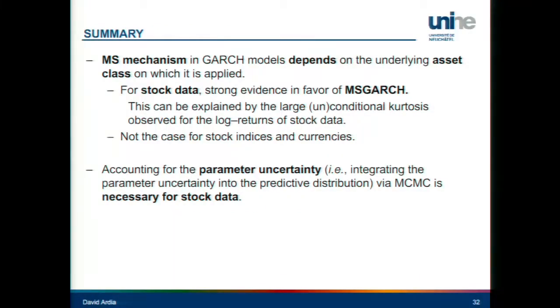So what we observe in this study is that the Markov switching mechanism in GARCH models really depends on the underlying asset class. For stock data, there is strong evidence in favor of the Markov switching model, and this can be explained by the very large conditional and unconditional kurtosis observed in the data. This is not as strong for the stock indices and the currencies. And the second conclusion is that it is important to account for parameter uncertainty with this class of model in the case of stock data.